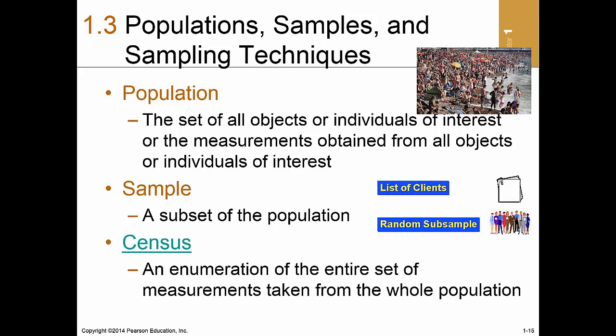Alright, two of the most important terms in statistics are population and sample. A population is a set of all objects or individuals of interest, or the measurements obtained from all objects or individuals of interest. A sample is a subset of this population.